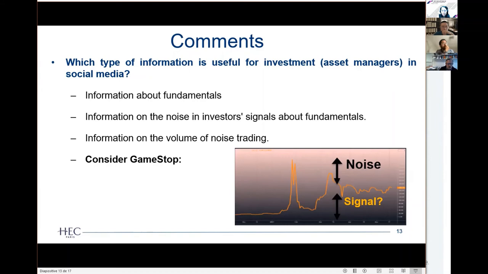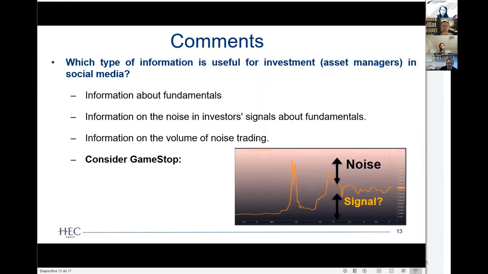The third possibility is that those messages contain information about the volume of noise trading, which I think might be the most obvious mechanism that people have in mind. When people start talking about a stock, like GameStop, for instance, on those platforms, that means that maybe you are going to have a lot of noise trading in the stock, and then I should expect reversal in returns, for instance.